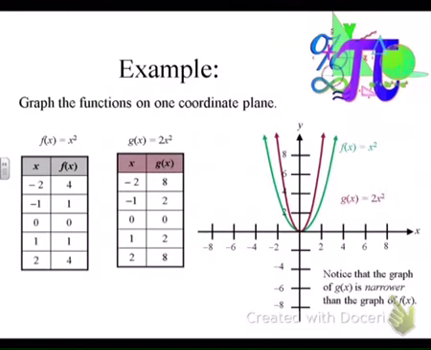Look at the x squared graph. Its coefficient is 1, so it has a smaller coefficient than g of x, which has a coefficient of 2. So we expect the x squared graph to be wider, and it is. It's the green graph. And the red graph is more narrow.